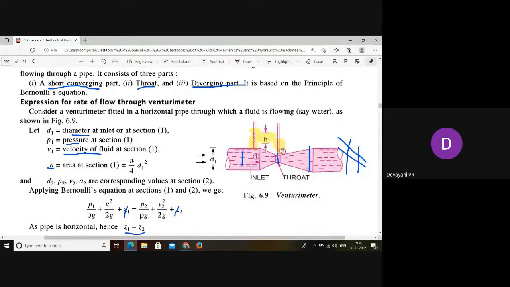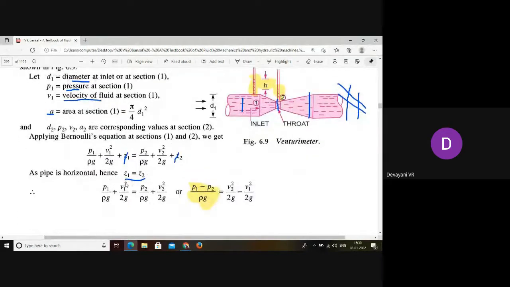So by applying the Bernoulli's equation on both sections, the equation will be p1 by rho g plus v1 square by 2g plus z1 is equals to p2 by rho g plus v2 square by 2g plus z2. And here the pipe is horizontal, so the datum heads at section 1 and section 2 will be equal, that is z1 is equals to z2. Then this Bernoulli's equation will become p1 by rho g plus v1 square by 2g is equals to p2 by rho g plus v2 square by 2g.